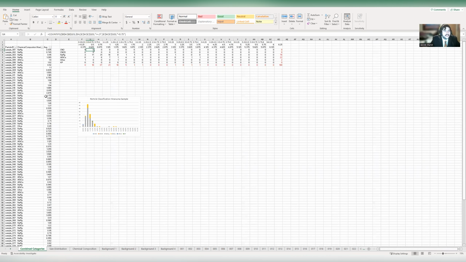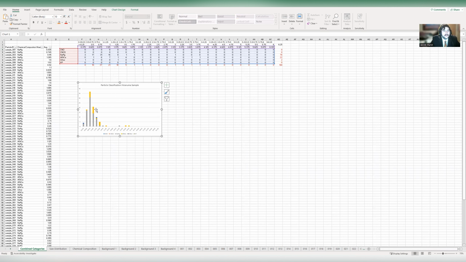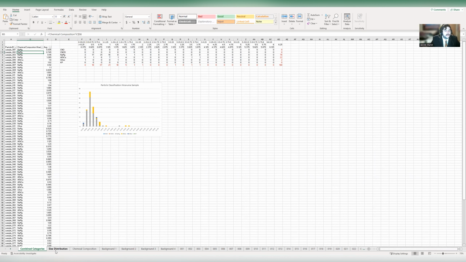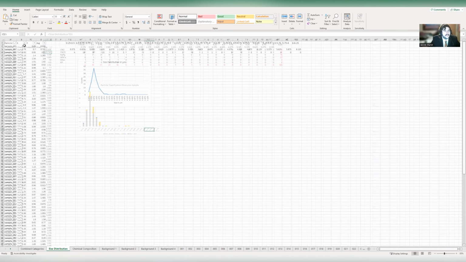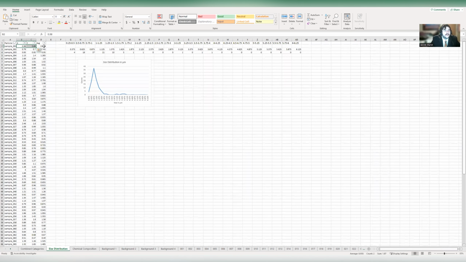If I go over here to the combined categories, the graphs I showed you earlier, this is how I generate them now. It automatically does it. It takes this from the other part, the chemical composition tab. And then this is taken from me doing the sizes here, where it's just the X value and Y value, add them together, average them. And that's how I get my size distributions.